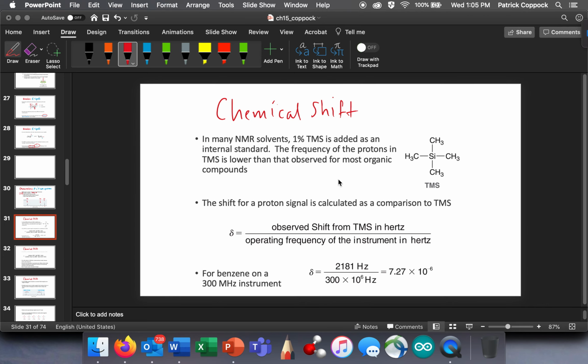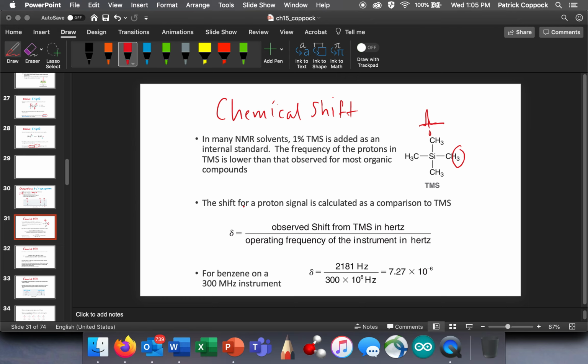I'm going to give you a few details here, and then we'll bring this in and make it super simple. In many NMR solvents, the solvents we use to dissolve the analytes, we put about 1% of TMS, tetramethylsilane, in it. We do that because the frequency of these protons is lower than most organic solvents, so we can use it as a baseline. We call this 0. There will be a little signal here for TMS, and we'll put that signal at 0.